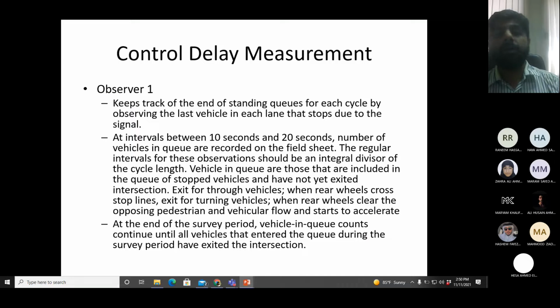Now this observer is counting vehicles in the queue. Queue can be stopped or queue can be moving.